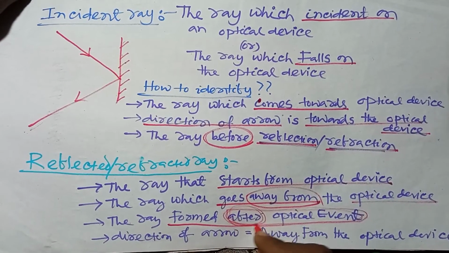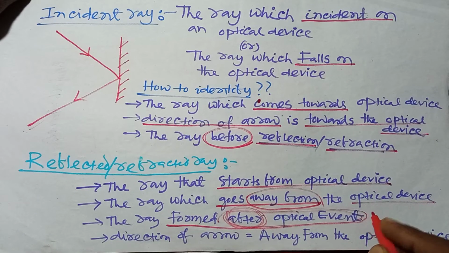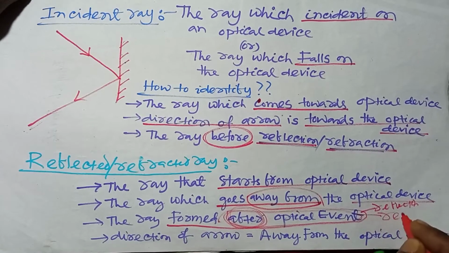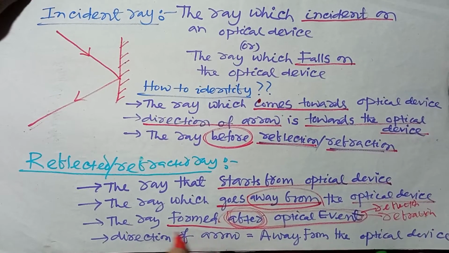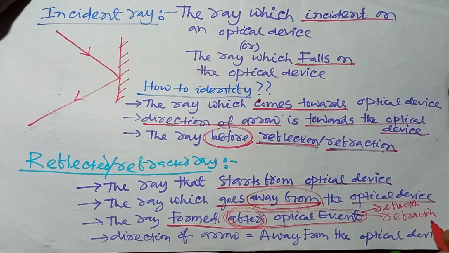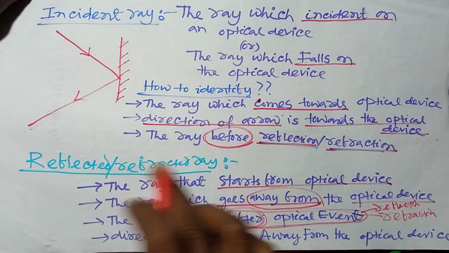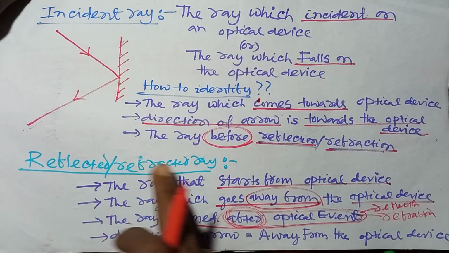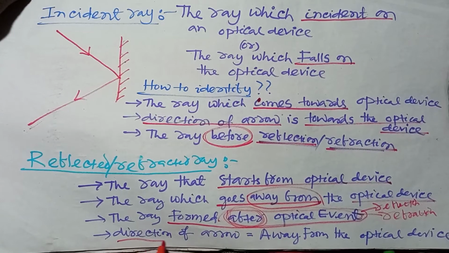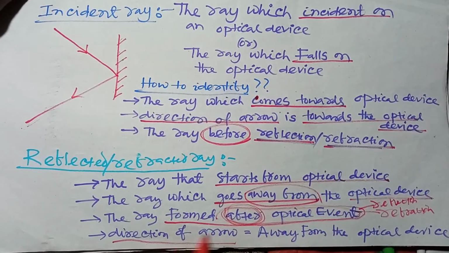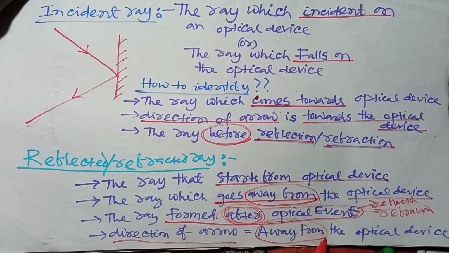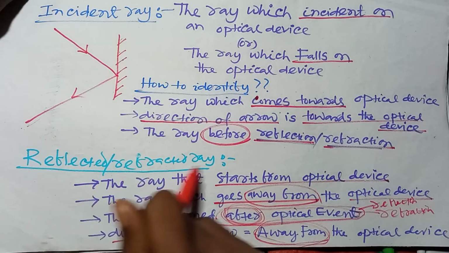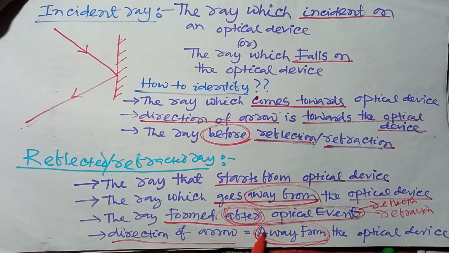The optical event can be reflection or it can be refraction. The ray which is formed after reflection or refraction is known as the reflected or refracted ray. In the case of a reflected or refracted ray, the direction of the arrow, which is very important, is away from the optical device. You should keep in mind that the direction of the arrow is away from the optical device.